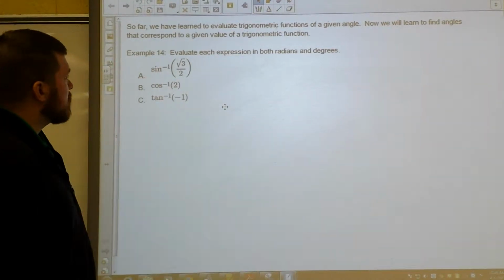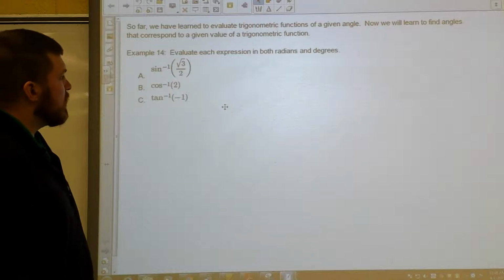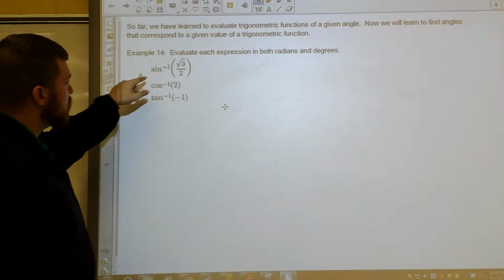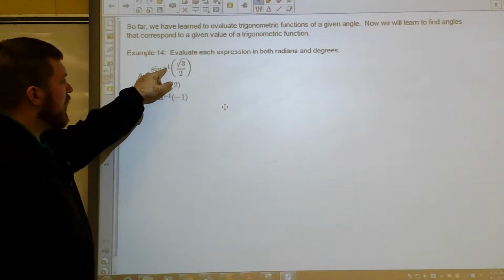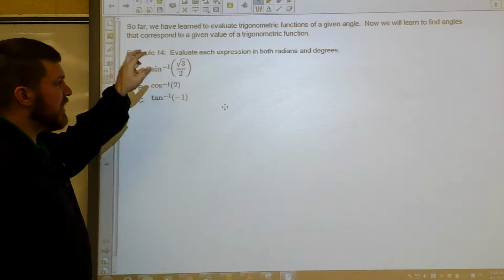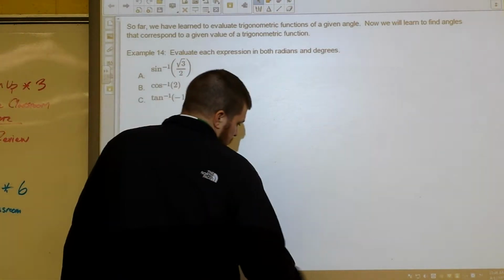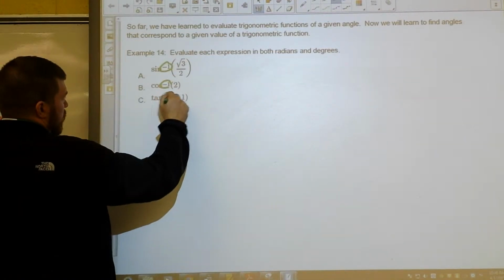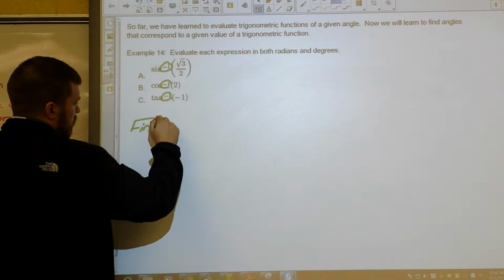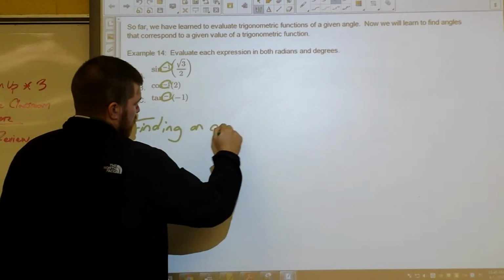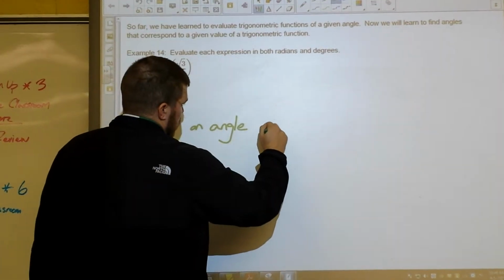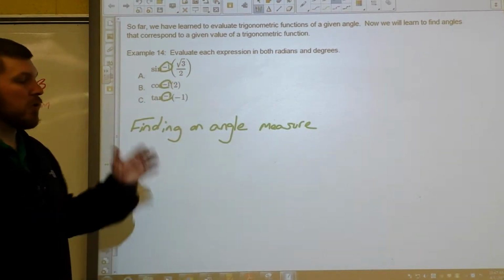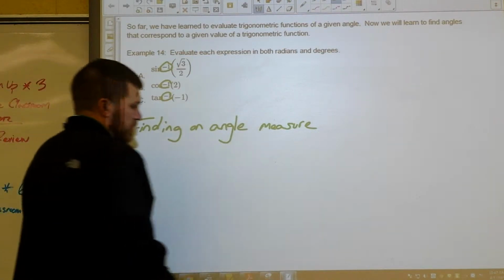Alright, so in example 14, we want to evaluate the expression in both radians and degrees. And notice when I'm talking about inverse right triangle ratios, for instance, in example 14a, I see a little -1 up in the air. What that means is that's the inverse. So anytime you see that little -1 beside a right triangle ratio, we're finding an angle. So we're finding an angle measure. If you don't see that little -1, then we're finding a side measure. Okay, so be sure you keep those separate.